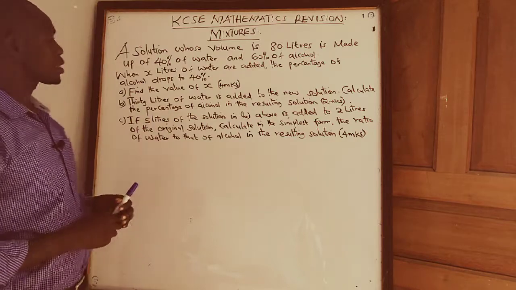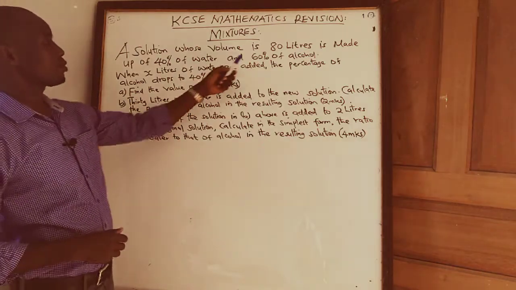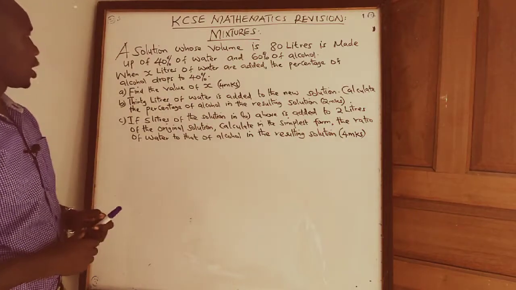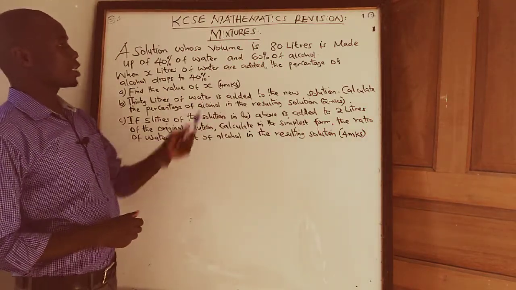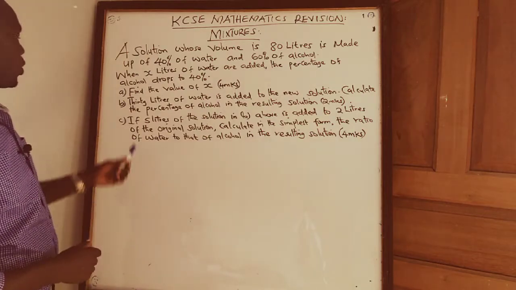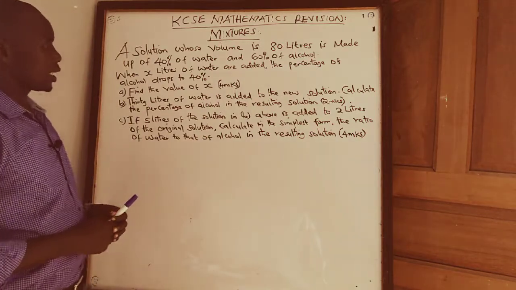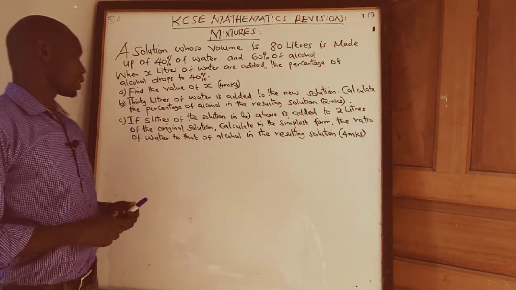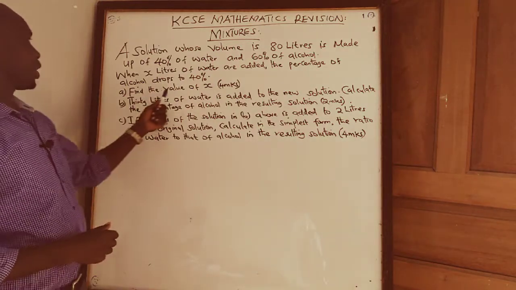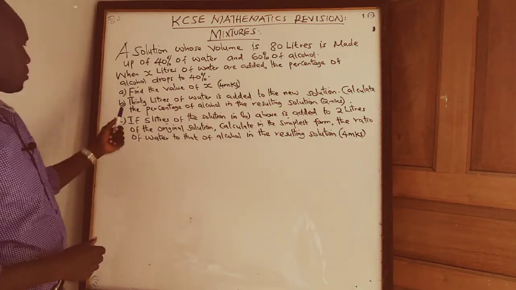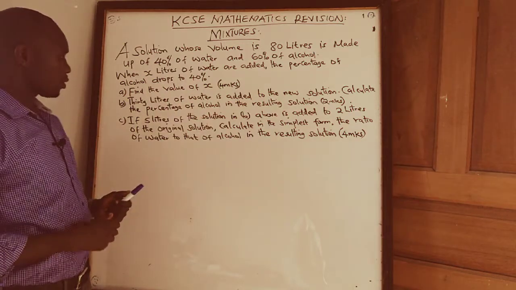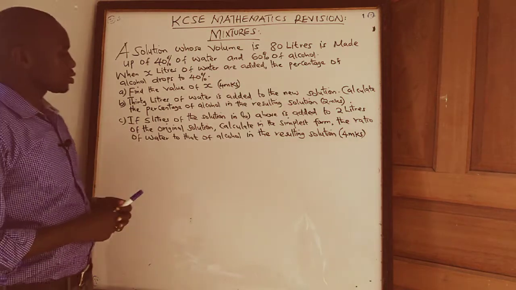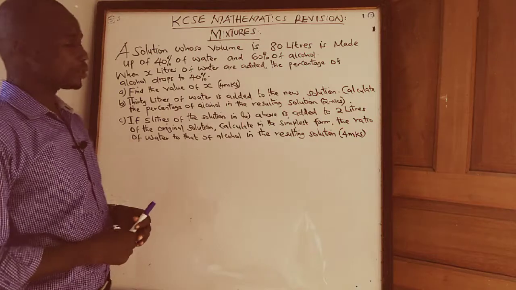We go straight to a question on the board, which is under mixtures. The question reads, a solution whose volume is 80 liters is made up of 40% of water and 60% of alcohol. When X liters of water are added, the percentage of alcohol drops to 40%. A, find the value of X. Then B, 30 liters of water is added to the new solution. Calculate the percentage of alcohol in the resulting solution.